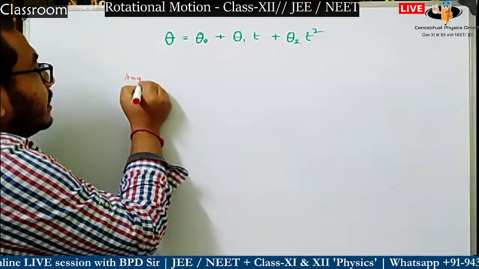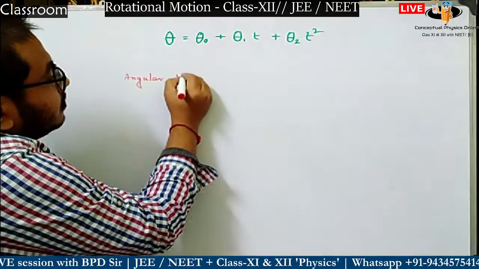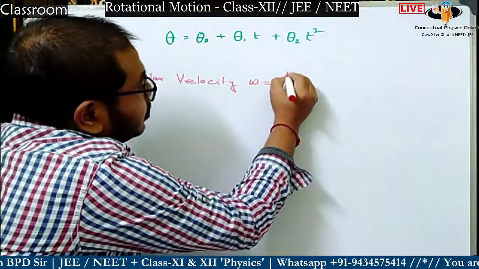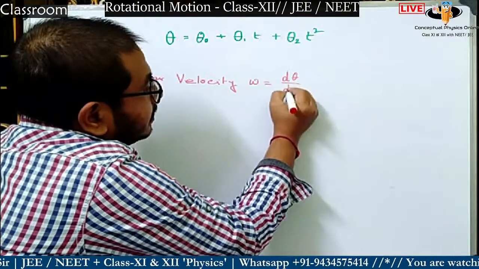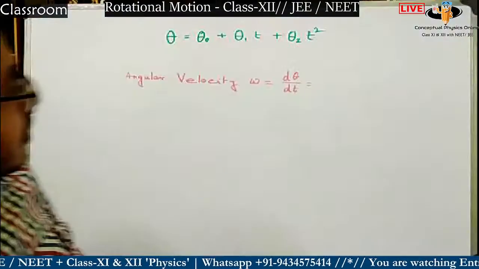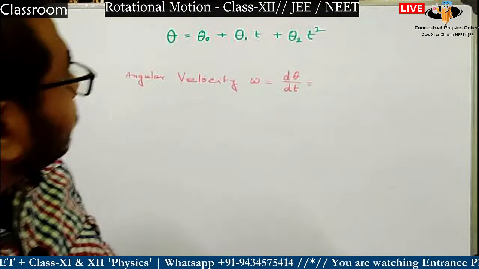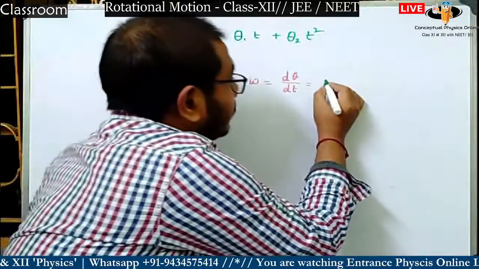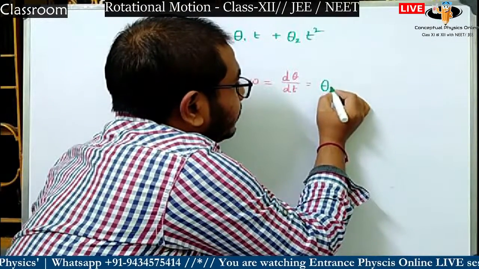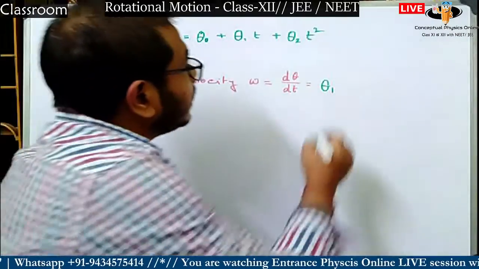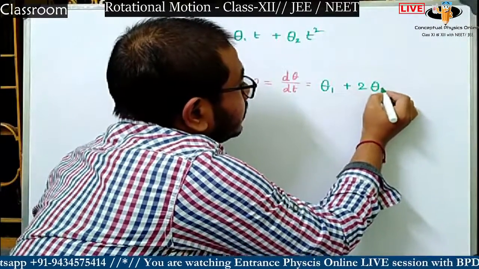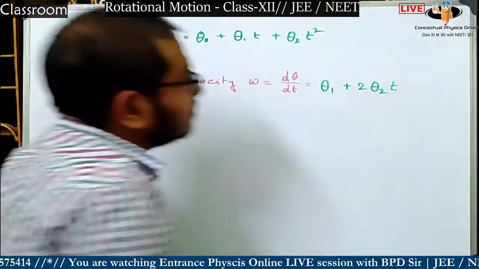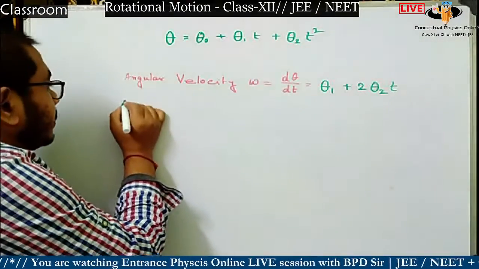So first find the angular velocity. Angular velocity omega equal to d theta by dt, and that is going to be theta naught, the derivative of a constant is going to be 0, theta 1 will be there, dt of t will be 1, and plus 2 theta 2 t, importantly.